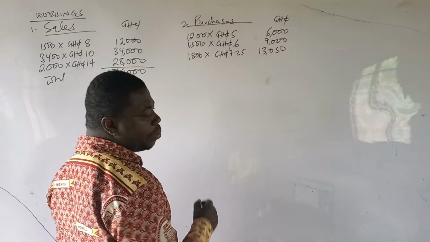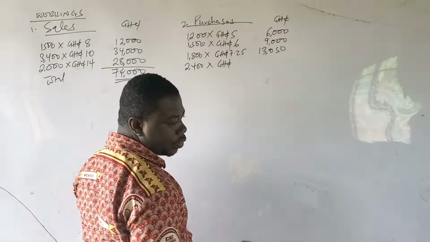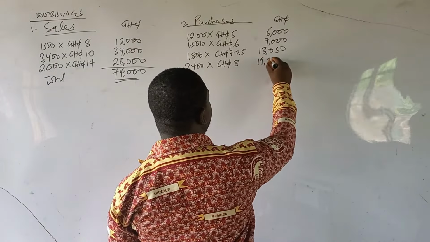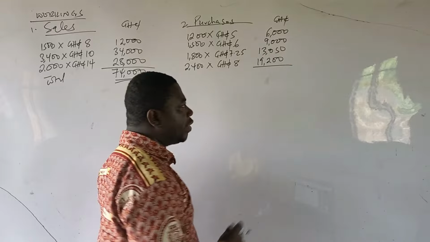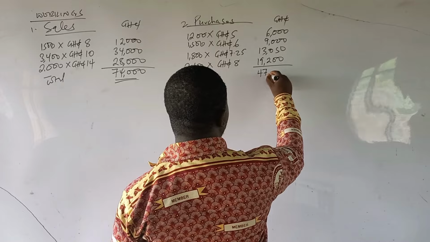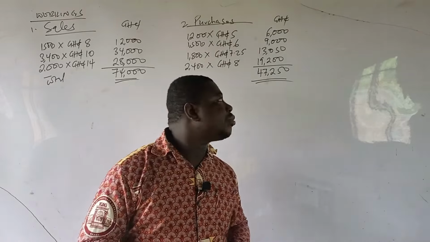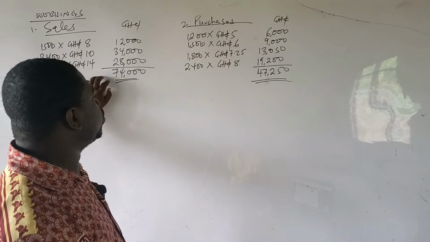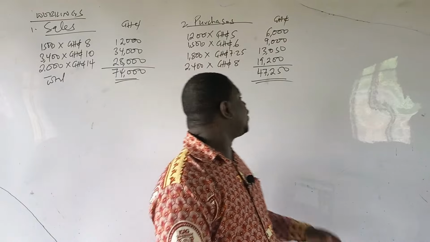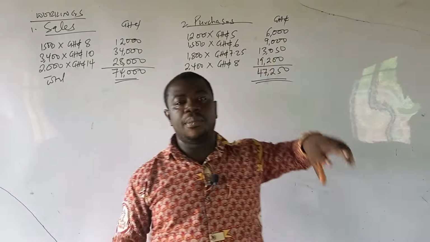And the final one that we made was 2,400 at a price of 8 cedis, and that gave us 19,200. And so when we add them up, we have 47,250. So this is our total purchases. And so, ladies and gentlemen, you see that we have our total sales to be 74,000, total purchases to be 47,250. And these two are going to be used for profit estimation under both methods.